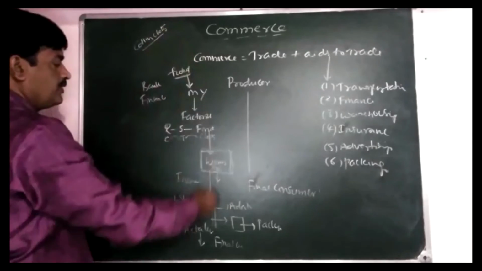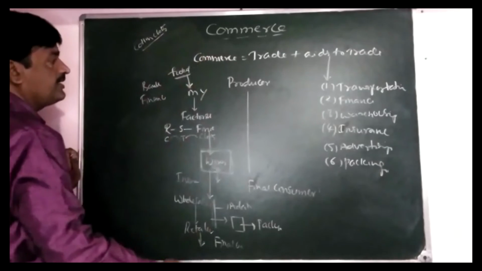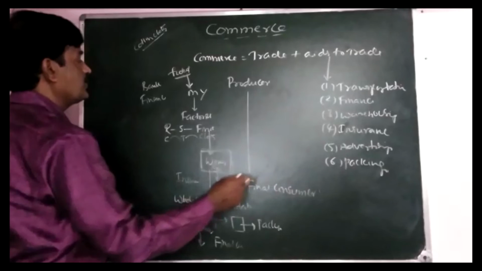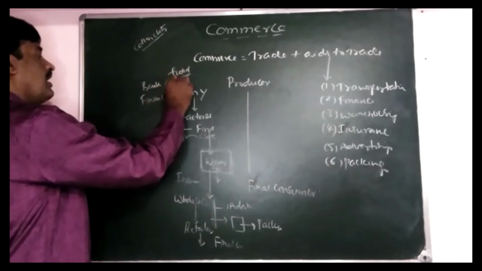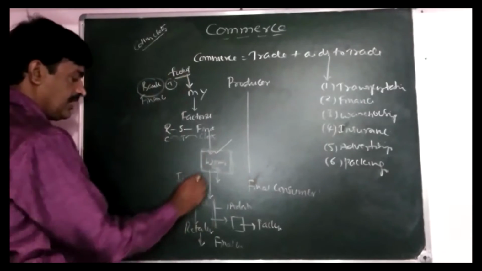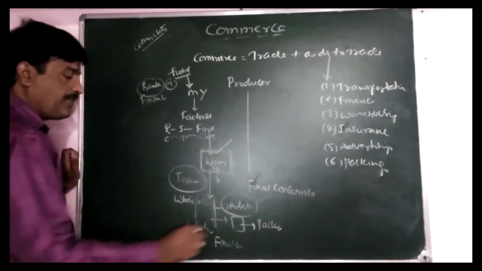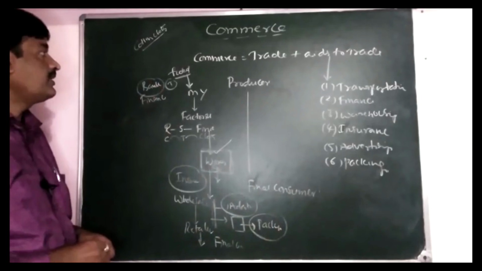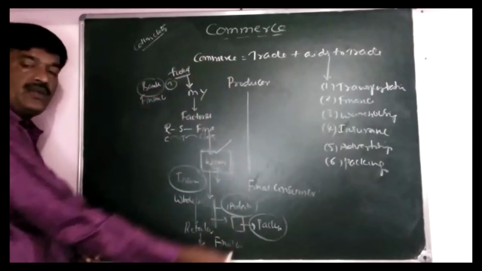So here so many facilities are helping trade in bringing the goods and services from producer to final consumer. Here transportation is there, banking is another facility, warehousing is a facility, insurance is a facility, advertisement is another facility, packing is another facility. These facilities are helping trade in bringing the goods and services from producer to final consumer.